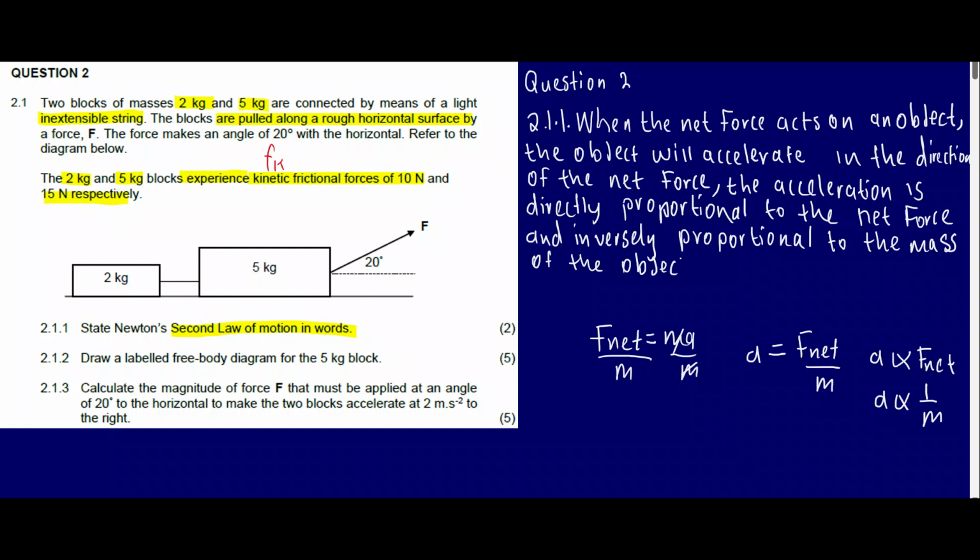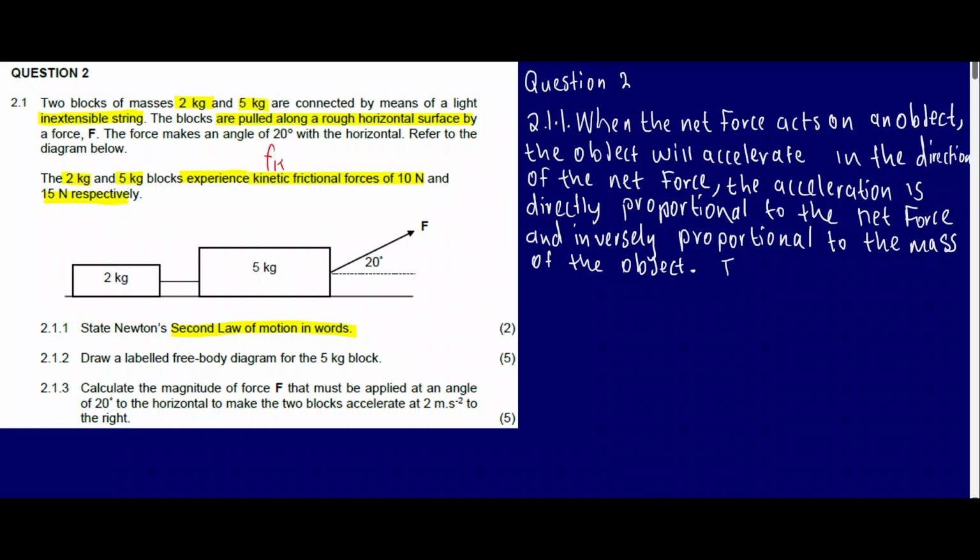The mass of the object. So I think that's perfectly fine there with the law, and I trust that you will be able to remember and state this correctly to get your 2 marks, right? This came as a result of this formula, F net equal to ma. So I think you will find a way to remember how to state Newton's second law of motion in words. So let's take a look at 2.1.2.